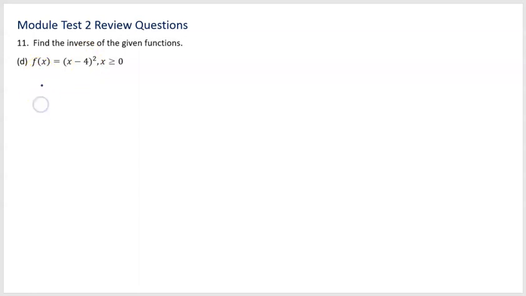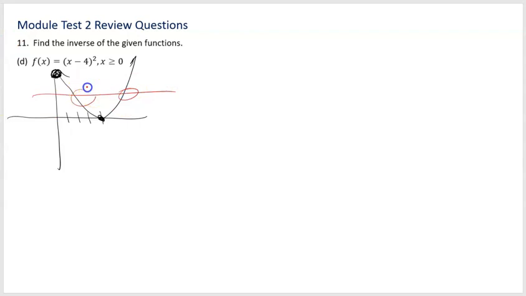And it's telling me I'm only supposed to graph it for x greater than or equal to 0. So I'd only graph over here. And now I've shifted to the right 4 units. So that means the vertex is right over here at (4, 0) because I haven't gone up or down. But I'm supposed to graph x greater than or equal to 0, so the thing looks like this, and it would start here. But it still fails the horizontal line test. So it has no inverse.